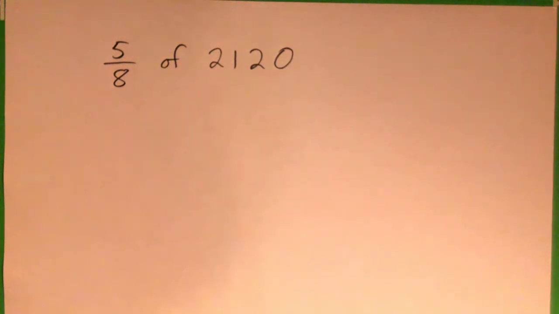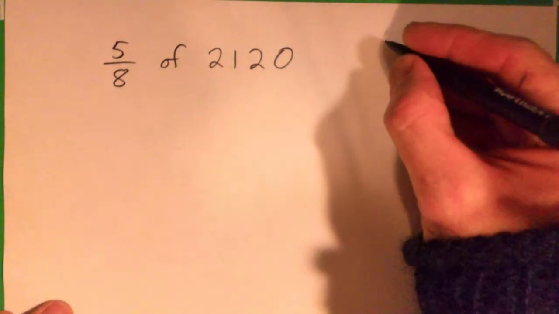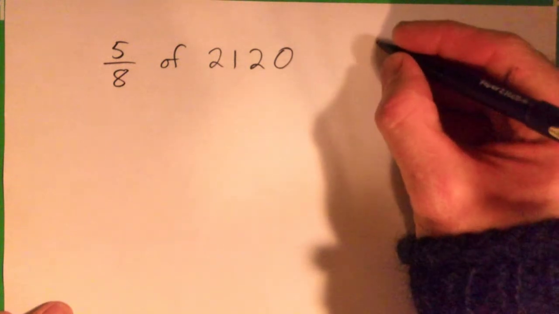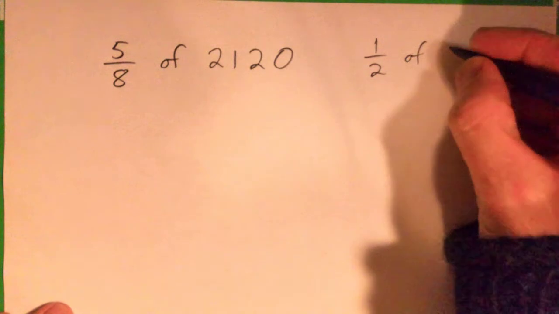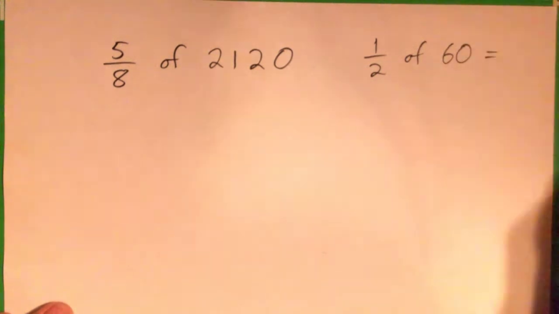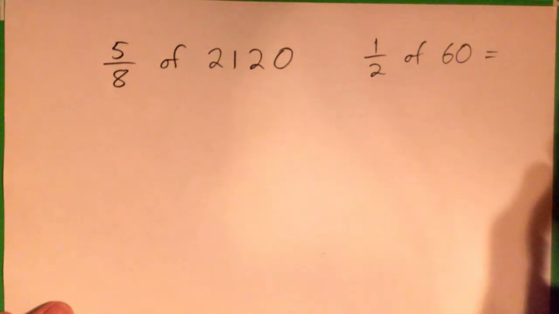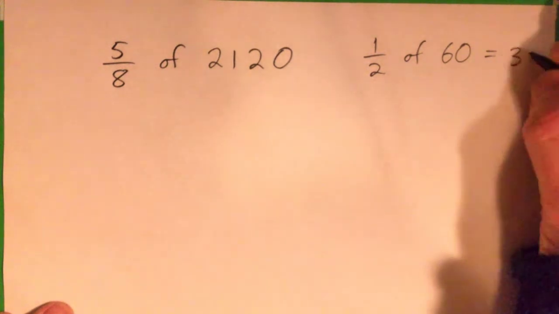But the point is, for the math, we have to get 5/8 of 2120. Okay, that's what we have to do, right? Now of means multiply, right? Let me do a simpler problem on the side. If I wanted to get 1/2 of 60, what is 1/2 of 60? 30. Good. Of means multiply.